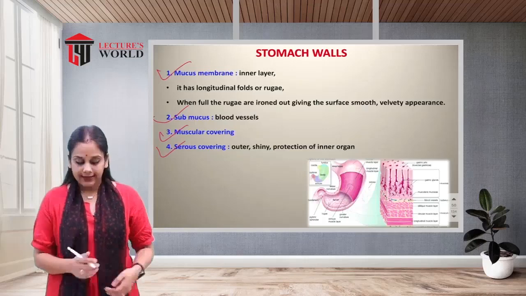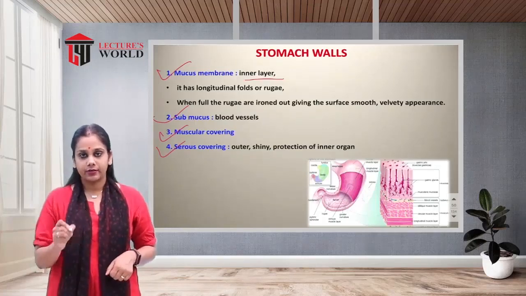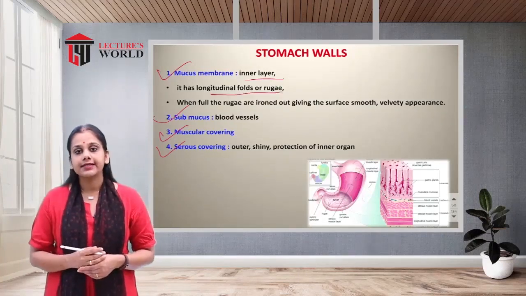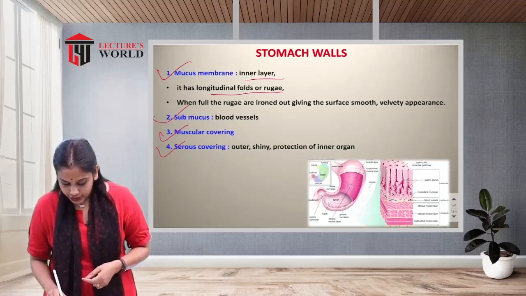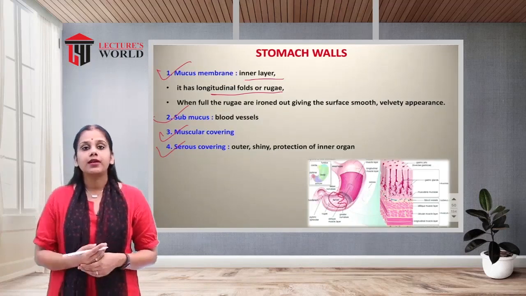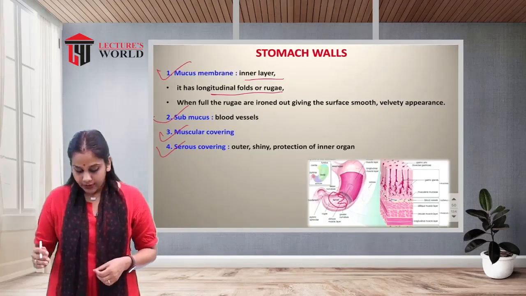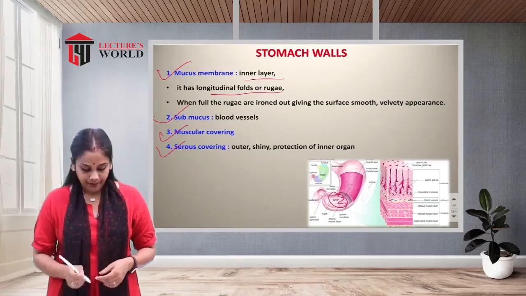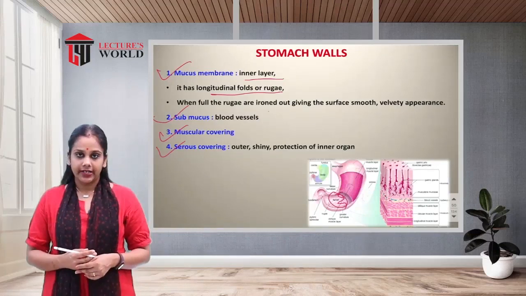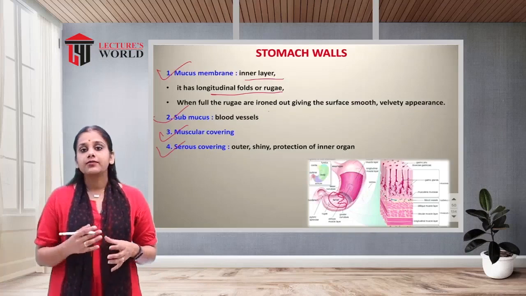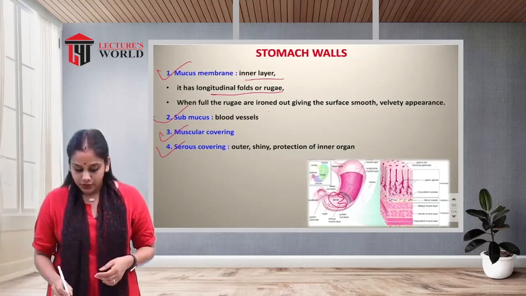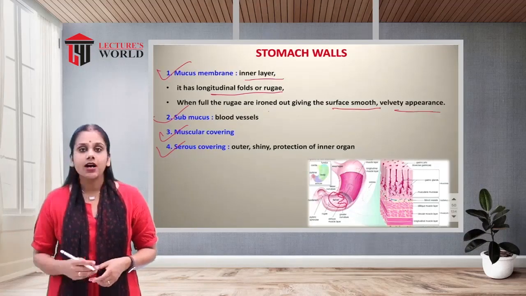The mucous membrane is the inner layer of the GI tract, in this case the stomach. It has longitudinal folds, called rugae, as you can see in the figure. See, this is a fold. These folds are called rugae. When full, the rugae are ironed out, which gives the surface a smooth and velvety appearance.